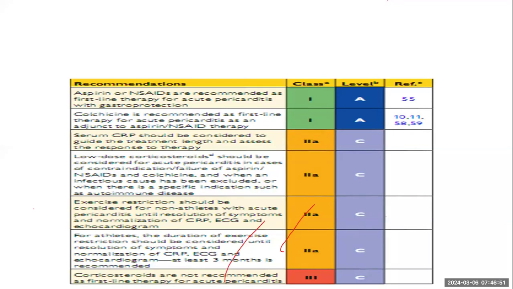Low dose steroids are very important, but they are not used as first line. They are used when you have used your NSAIDs and they are not working, and you want to bring in low dose corticosteroids. That will make it a two-way recommendation. Next slide, please.